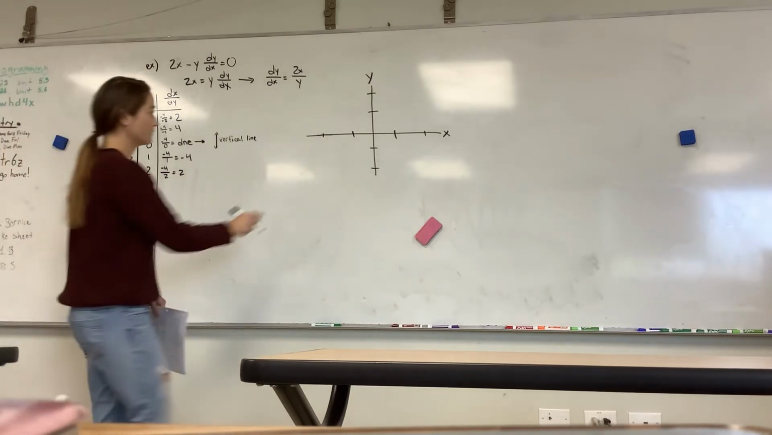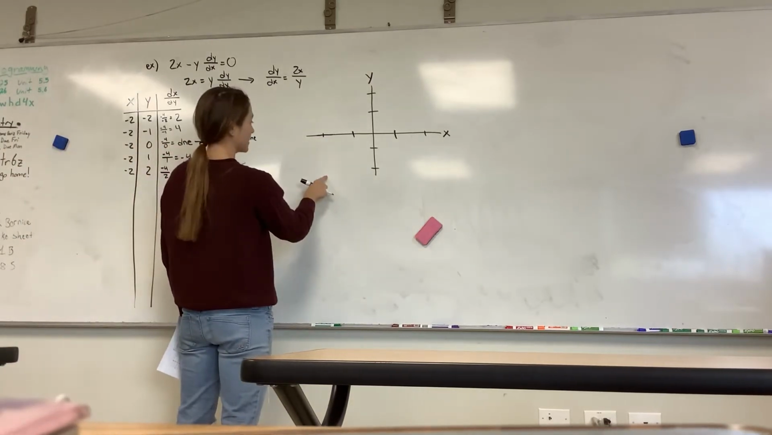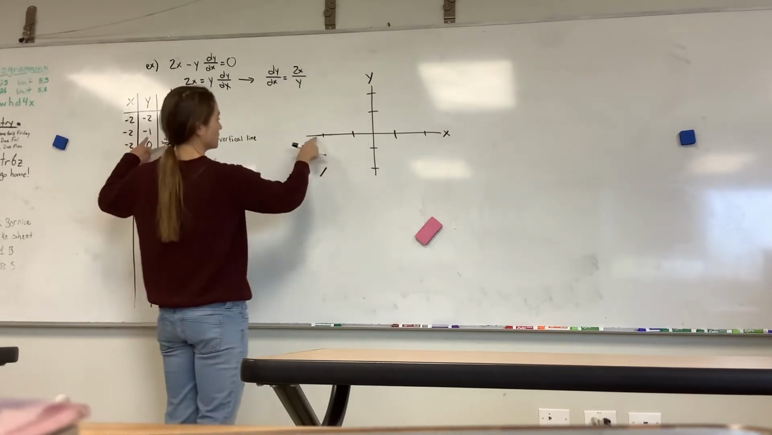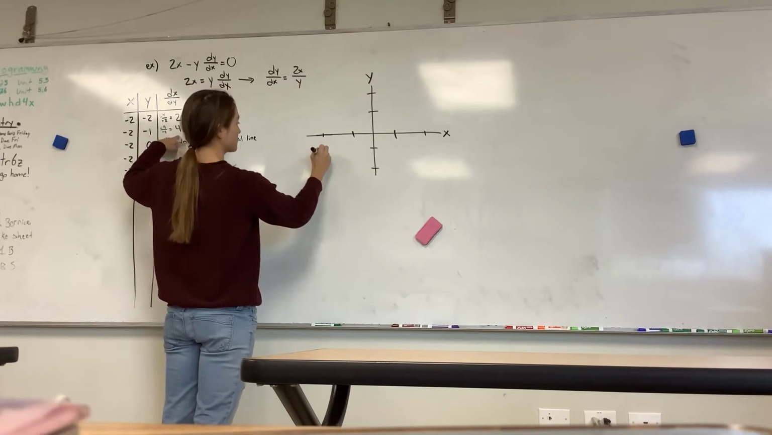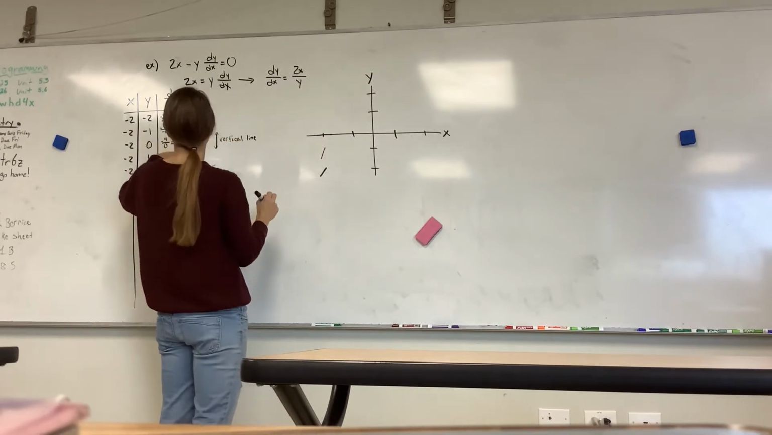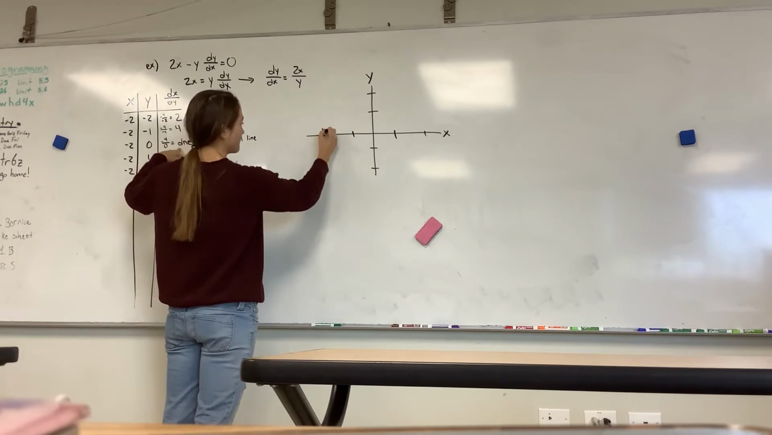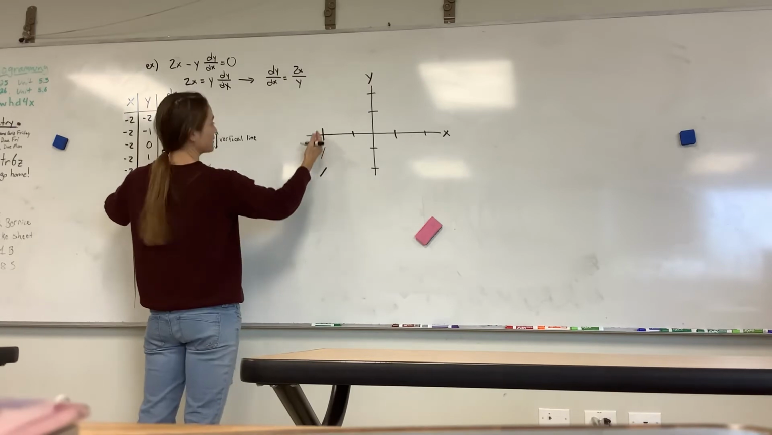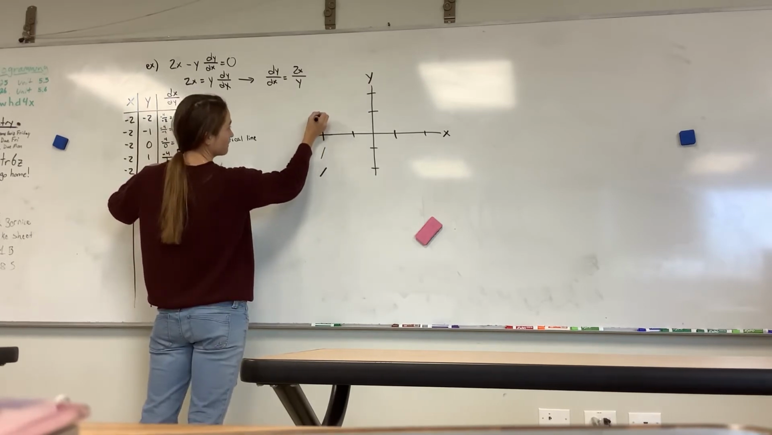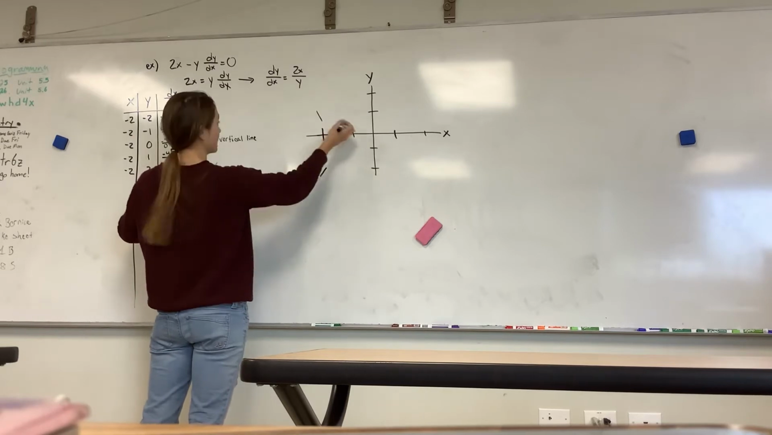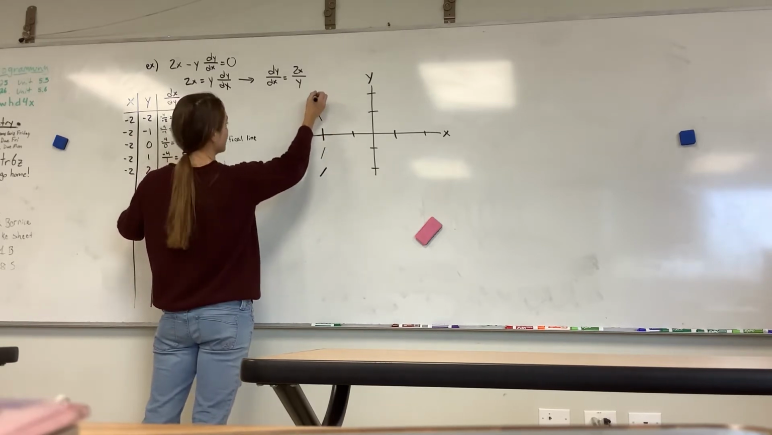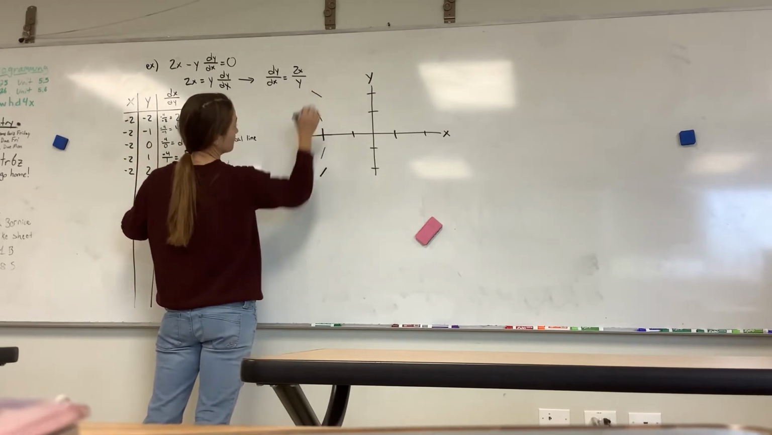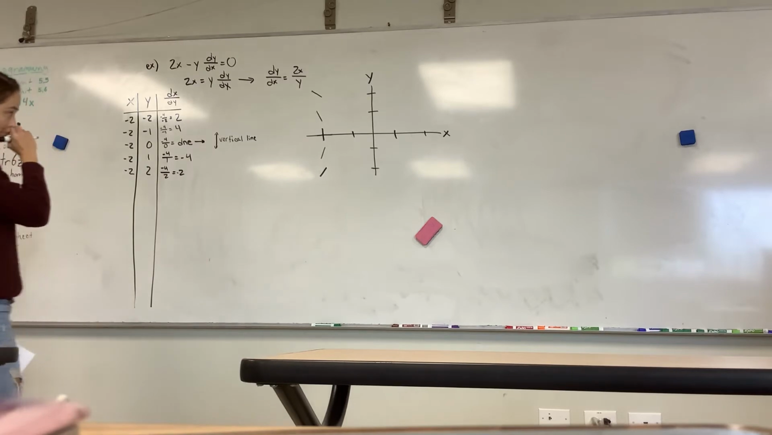Okay, so let's go. -2 down to -2, and I have a +2 slope. So I'm going to do that. -2, -1, I have a +4 slope. At -2, 0, I have a vertical line. At -2, +1, I have a -4 slope. And then at -2, +2, I have a -2 slope. Okay, not bad.